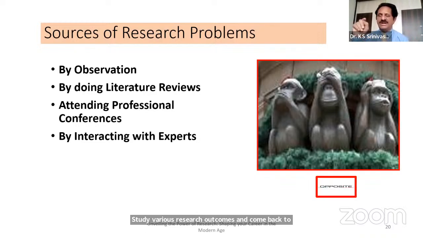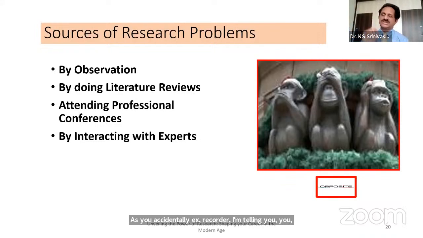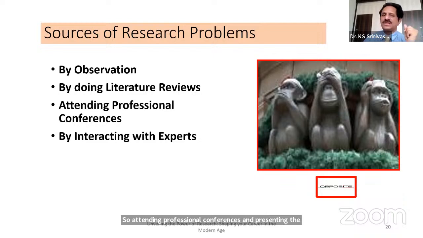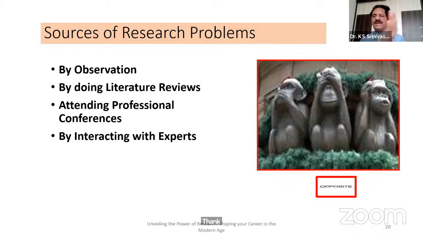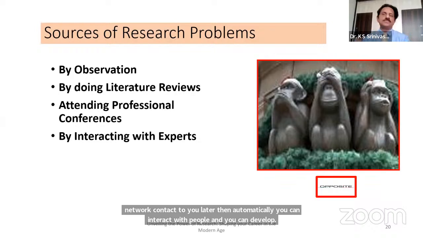Attending professional conferences. Again, I'm telling you as an ex-recruiter, in your CV, if you mention that these are the 2 papers I published in a journal, these are the 2 papers I presented in a conference, you are different from others. Recruiters will like you. So attend professional conferences, present your ideas there and convert them into a research paper, and interact with your experts. Suppose your faculty are there, or a person like me is coming here, I'll be giving my network contact to you later. Then automatically you can interact with people, develop more knowledge on this and do your research. So there are various sources of finding research problems. Good?